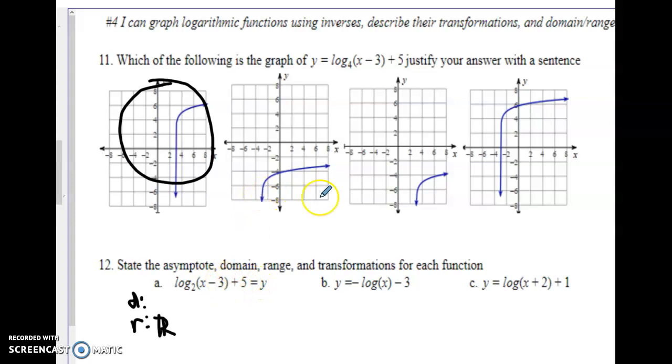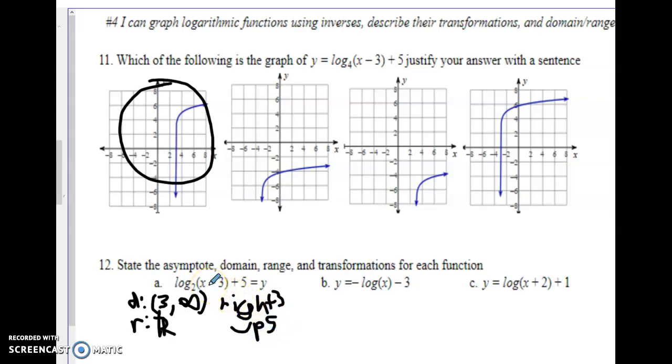Well, moving it to the right, if you look at these log equations, moving it to the right does change the domain. Instead of going from 0 to infinity, now it goes from 3 to infinity because it's been shifted right 3 units. So the domain was changed. It was shifted right 3. Then let's look at the transformations I forgot to write down. So the first transformation is right 3, and then up 5.